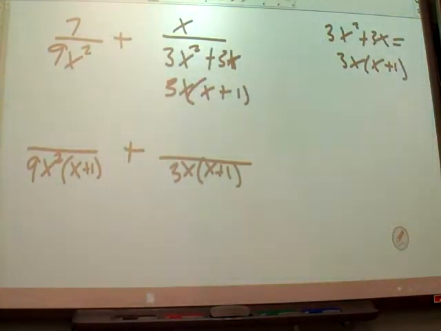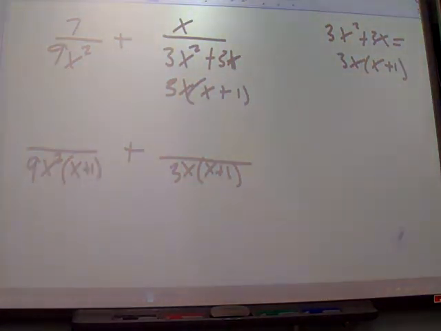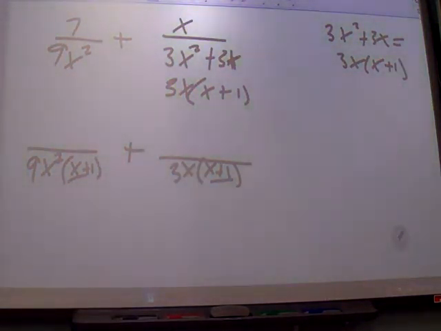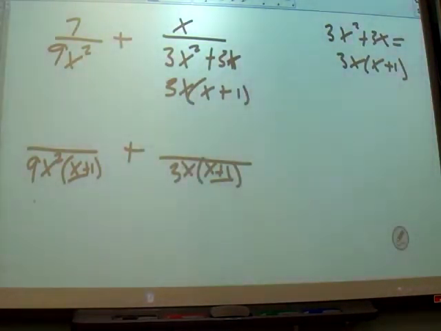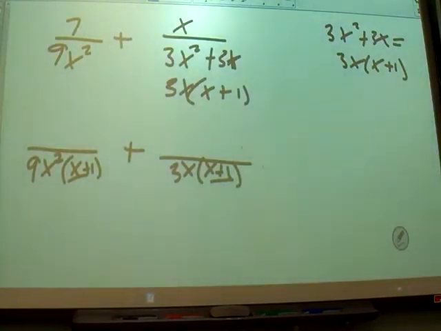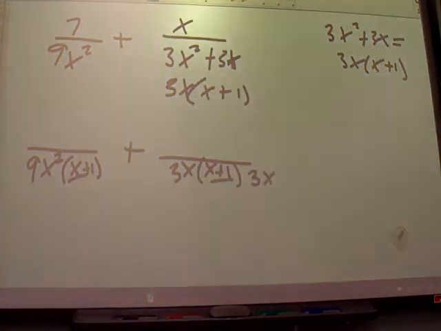Okay, what does this side need from the left side? We've got x plus 1, we've got x plus 1, but I don't have a 9x squared. So what can I put on this side? Another 3x, right? And you can put it anywhere. I just have more room on the back, so I stuck it on the back.